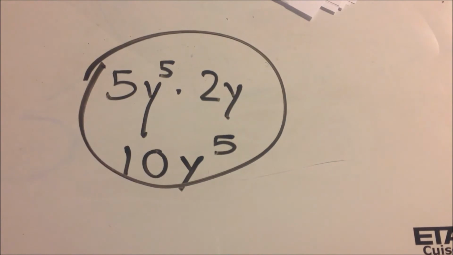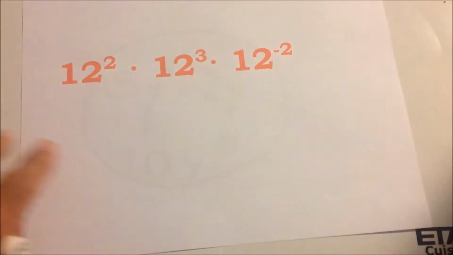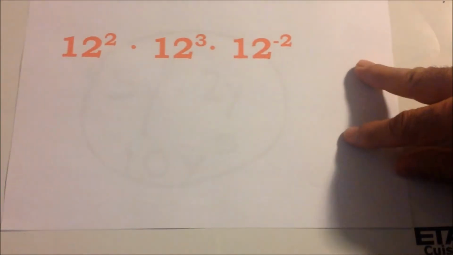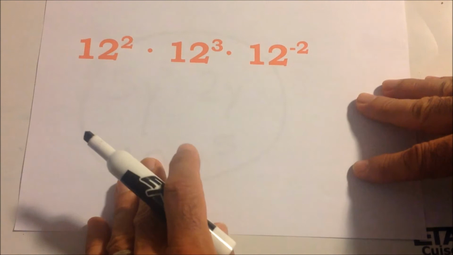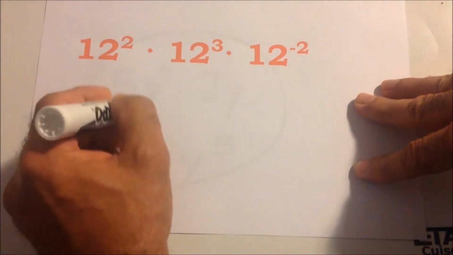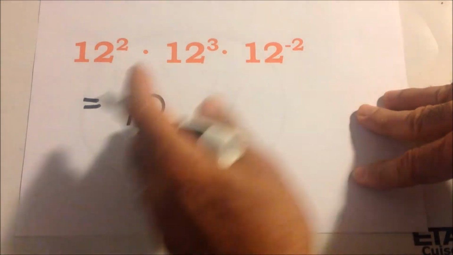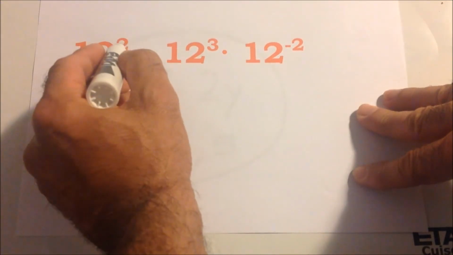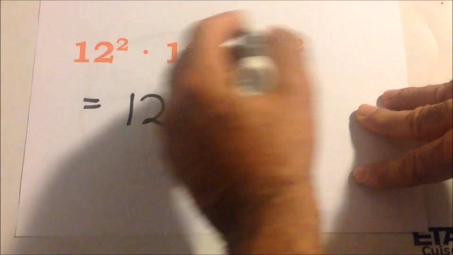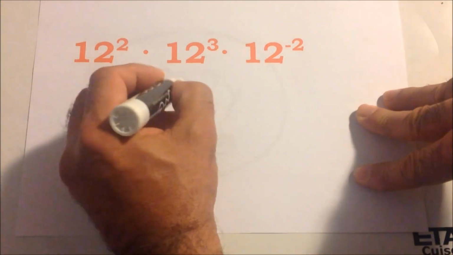What if we had 3 bases, or 4, or 5, and they were all the same? What do you think we would do with this? Well, do they have the same base? Yes. Remember the rule always. Keep the base if it's all the same. And they had the exponents. So we have 2 plus 3 is 5, and 5 plus negative 2 is 3.